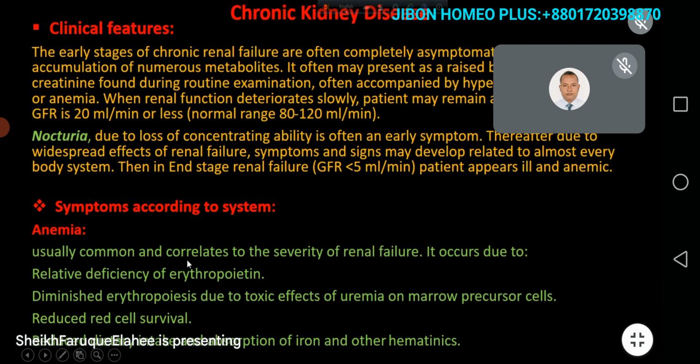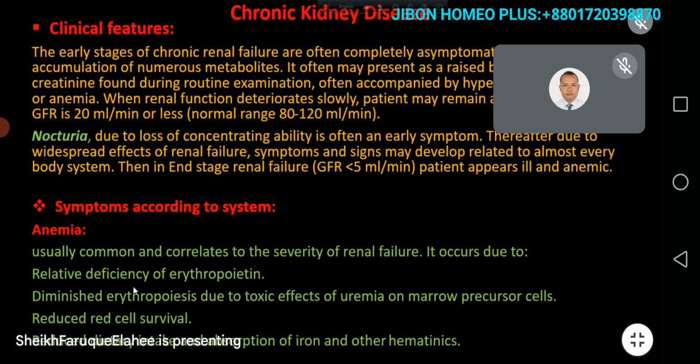And why does it happen? It happens due to relative deficiency of erythropoietin. I told you that kidney produces erythropoietin, which is responsible to stimulate our bone marrow to produce blood. Now the kidney disease hampers this erythropoietin production. So there is no erythropoietin or less erythropoietin. So there will be anemia.